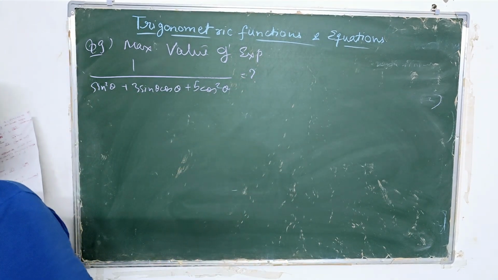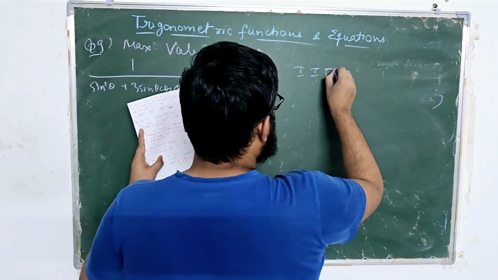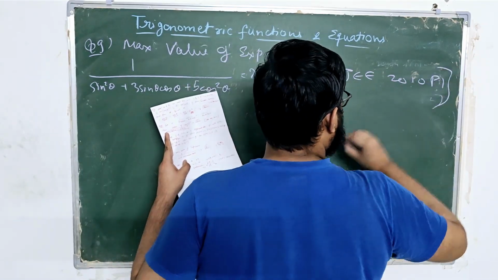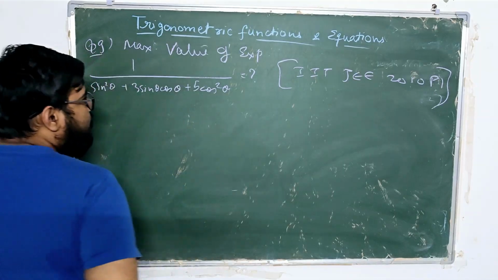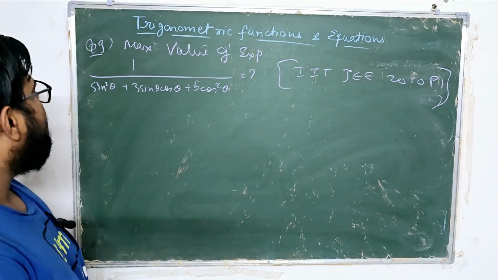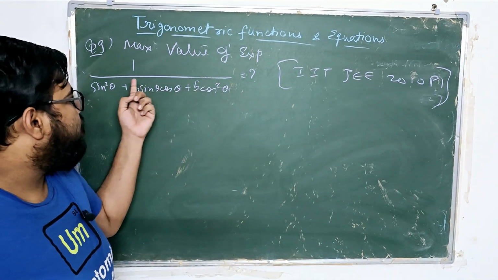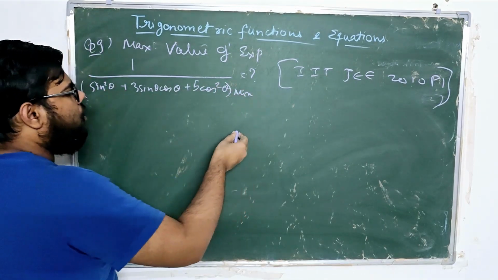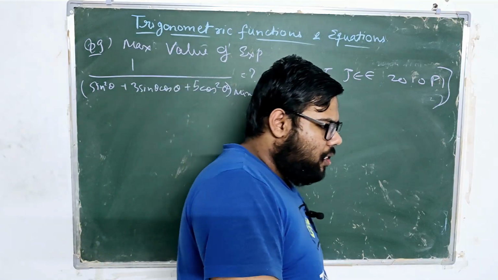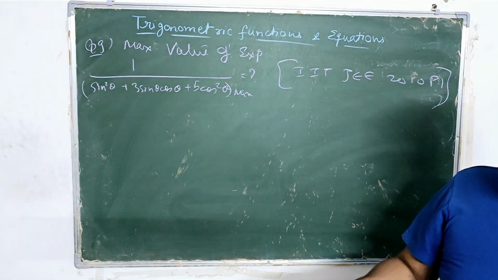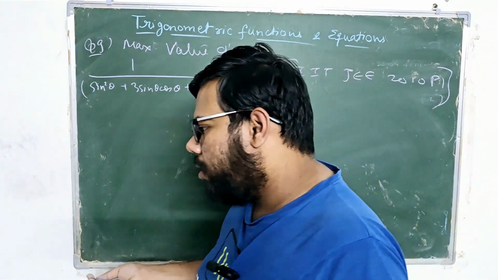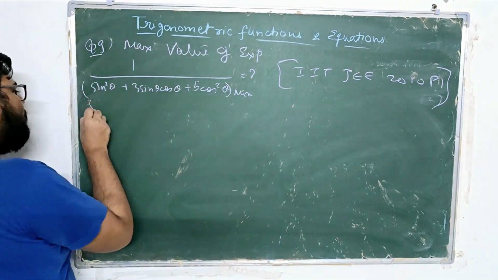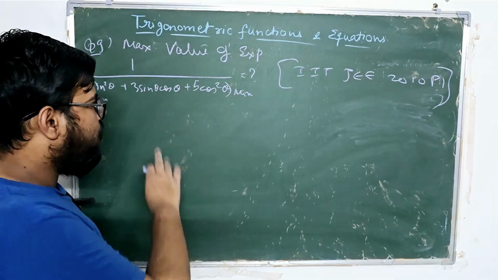Okay, so it is from IIT JEE 2010 paper 1. In such kinds of questions, we find the minimum value of the denominator. If this denominator has the minimum value, then automatically its reciprocal will have the maximum value, right? Okay, solution. So let's see how we can solve it.